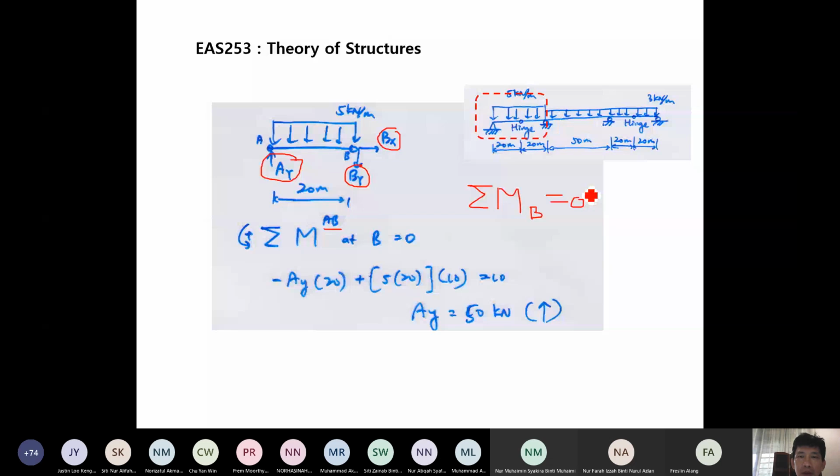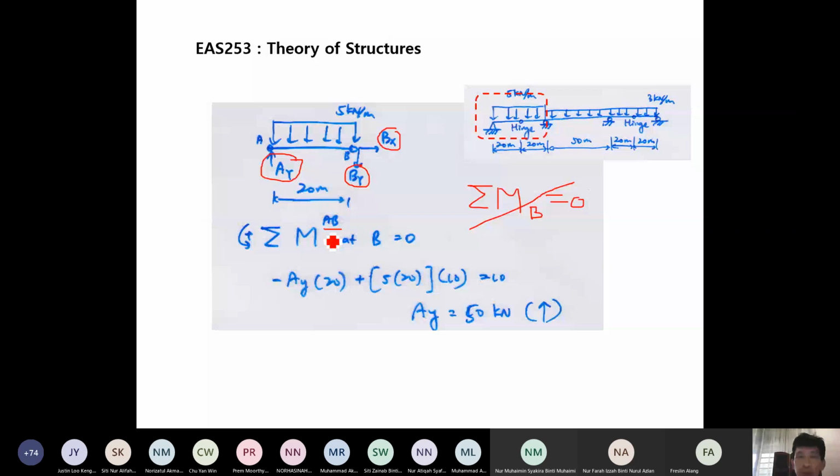But now we are not taking the whole beam, we cut here, then we use this free body diagram, then we take moment at B here at the hinge should be equal to 0. Summation of moment should be equal to 0, but we are considering only part AB, which we already cut from this beam here at the location of the first hinge. So that's why we introduce this symbol.